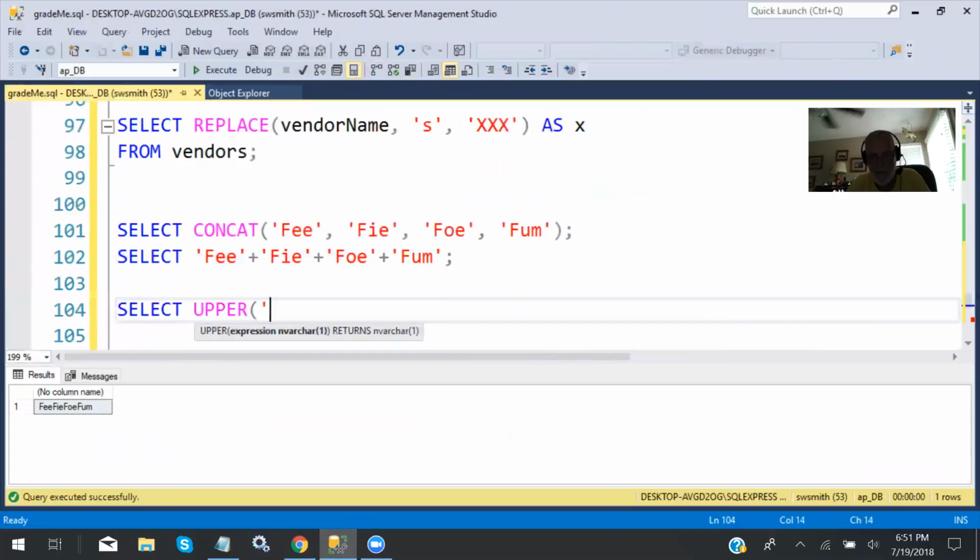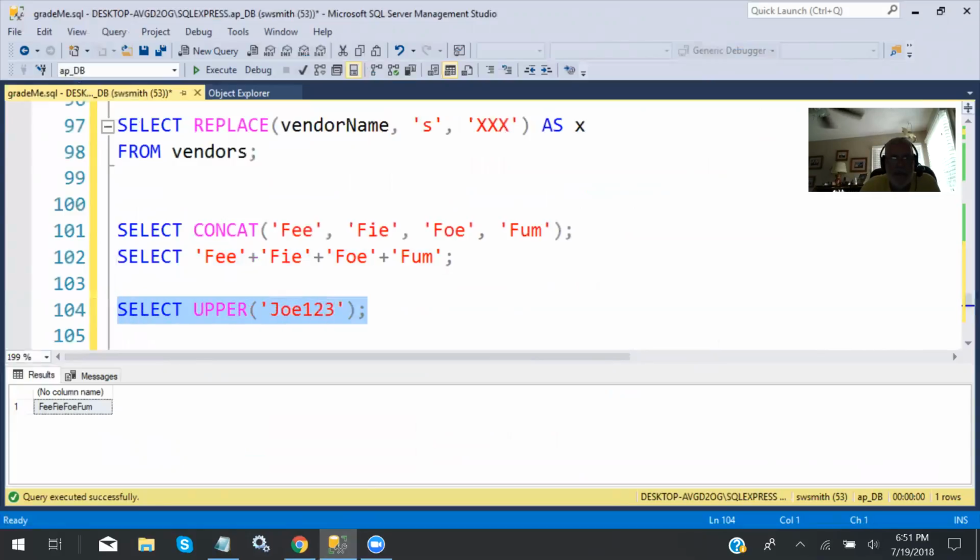upper, Joe 1 2 3, what I'm going to get back is J-O-E in uppercase. The rest of it is the same. Had I said lower, the J would have been in lowercase. That's the only difference. Questions?